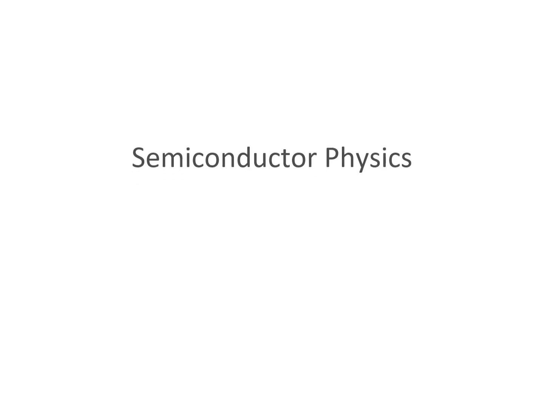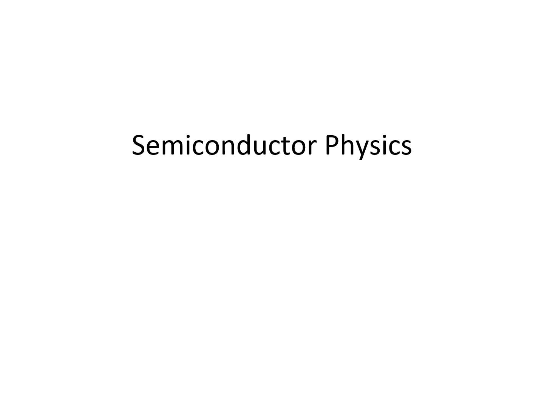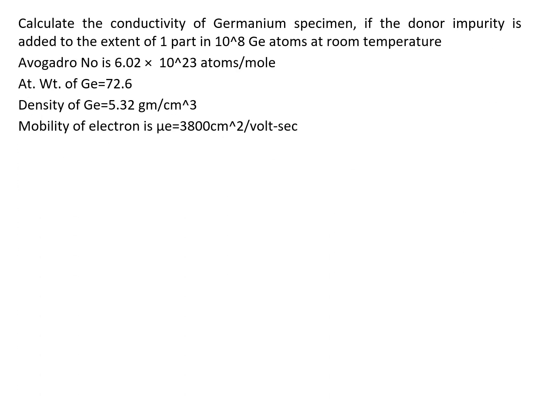Hello students, in this lecture let us solve a few numericals on conductivity of metals and semiconductors. See the numerical statement. Calculate the conductivity of germanium specimen. So this is a numerical on conductivity of germanium. If the donor impurity is added, what does this mean? This is the conductivity of N type germanium specimen.